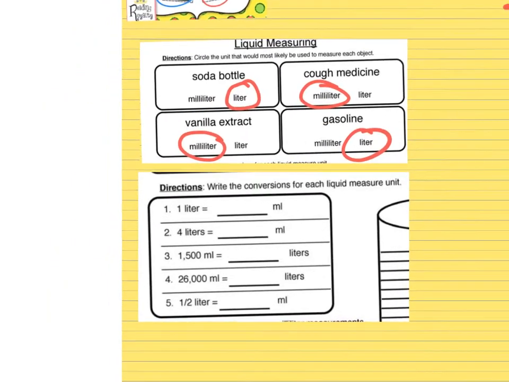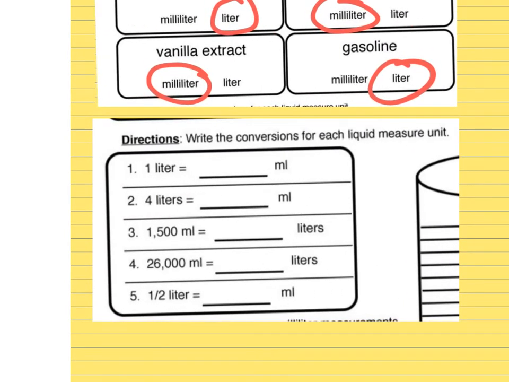But then we have a little more work to do. The instruction in the second part of the worksheet says, write the conversion for each liquid measure unit. What is a conversion? It's an equality. It's like if you said 6 equals half a dozen. So in this case, instead of dozens or units, we're going to be using liters and milliliters. But then help me. How much is 1 liter in milliliters? You're right, it's 1,000.